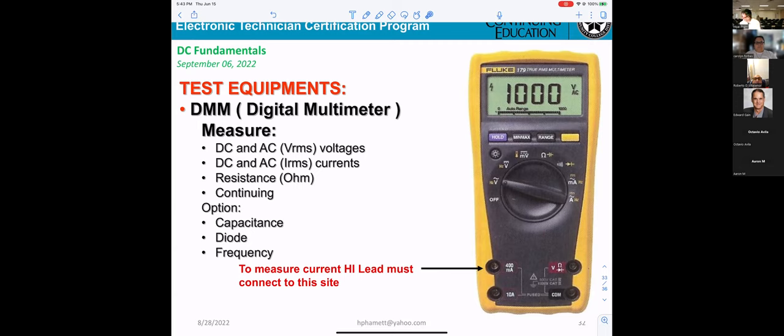Now, in here, you can turn the dial depending on what you measure. For example, if you measure the voltage and set it to the one with the bar, you measure DC voltage. If you turn to that one, it's AC.